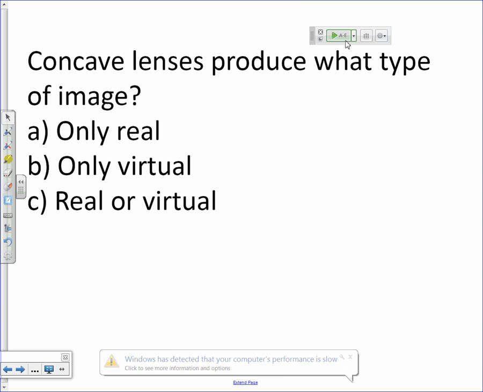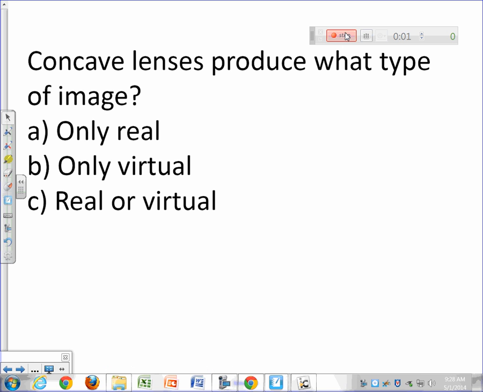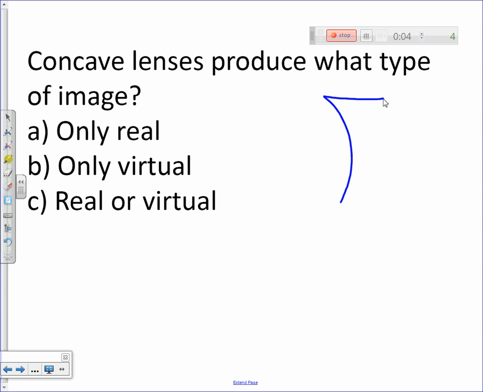All right, concave lenses produce what type of image? Remember, concave lenses are those that look like they're caving in. This is a concave lens. What type of image does a concave lens produce? Only real, only virtual, or can it produce real or virtual images?